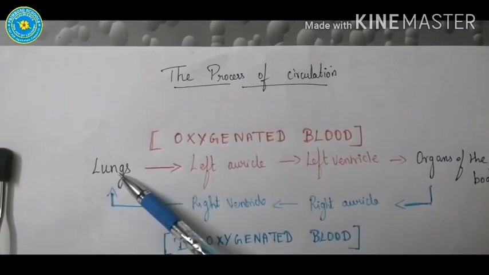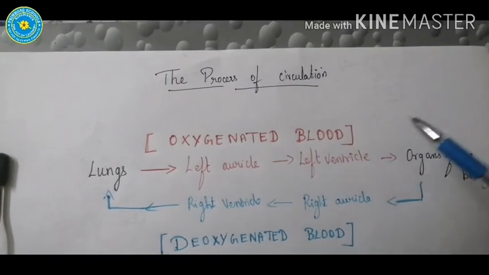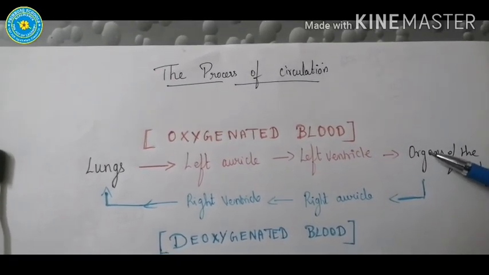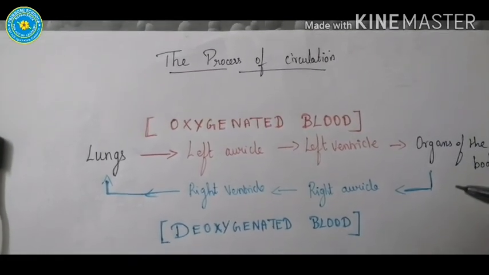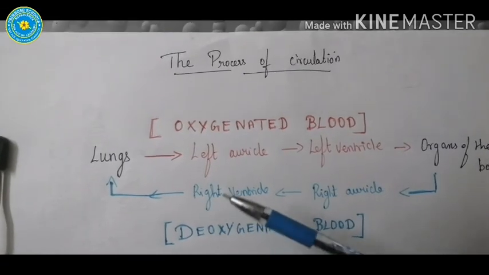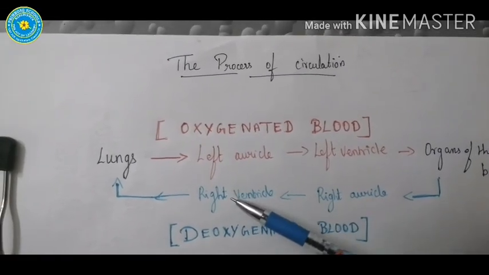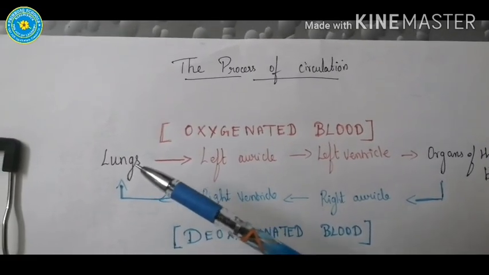the left auricle. From the left auricle to the left ventricle and to the organs of the body, and the organs use the oxygen and the blood becomes deoxygenated. The deoxygenated blood travels to the right auricle and from the right auricle to the right ventricle and back again to the lungs for purification. And in this manner, the process of circulation of blood continues. So that's the end of this lesson.